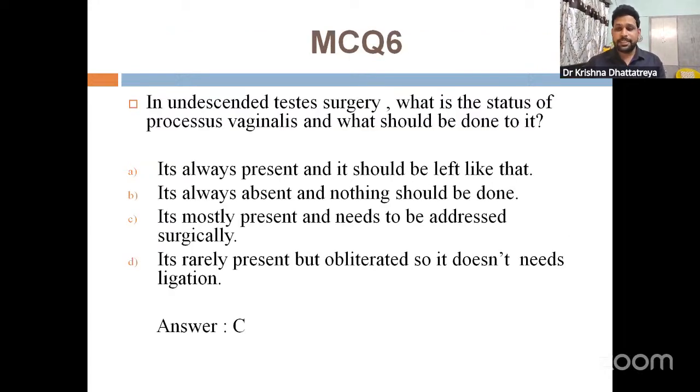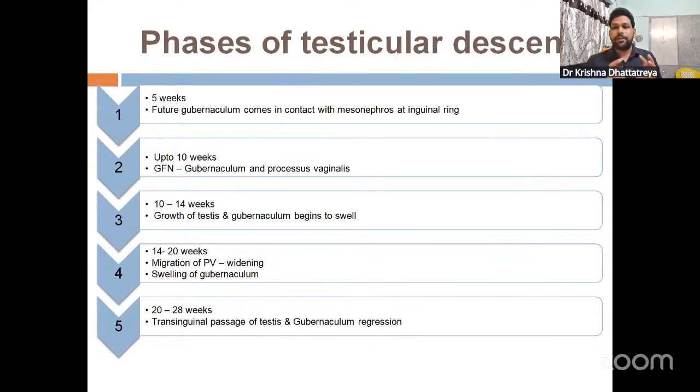Sixth question, this is related to undescended testis surgery. What is the status of processus vaginalis and what should be done to it? That means how you will tackle the processus vaginalis while doing the surgery for the undescended testis. Before we answer this question, let's understand the different phases of testicular descent. So testicular descent is divided into 5 phases.